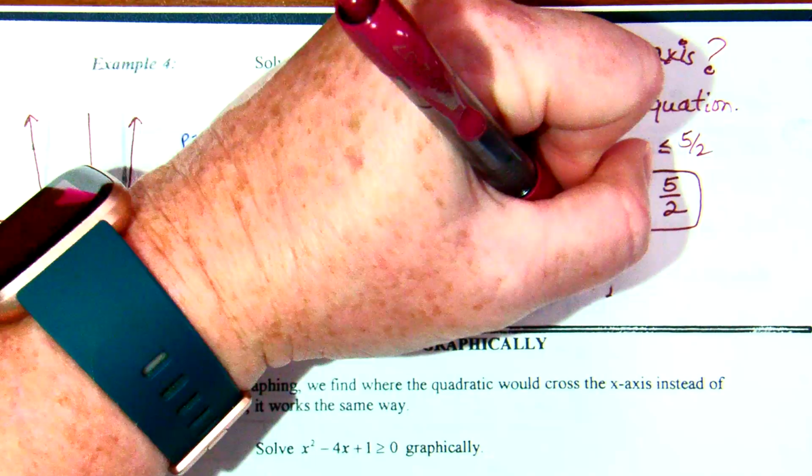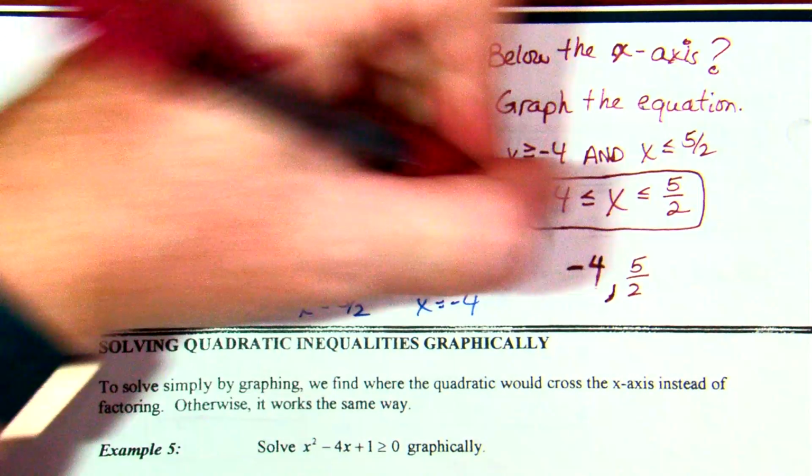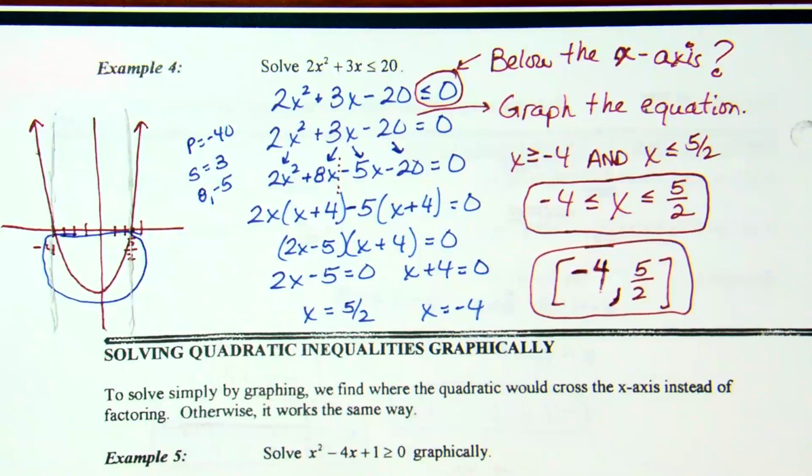Brackets or parentheses, did I already ask that? Brackets because it was equal to, right? Okay. Questions on this particular problem?